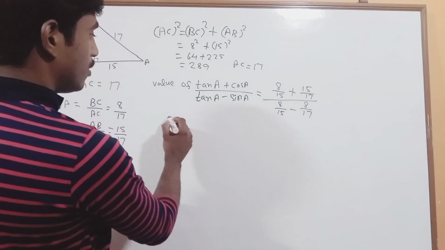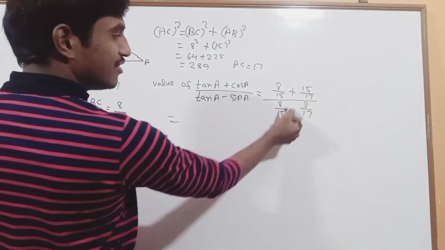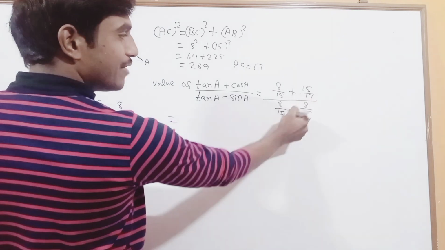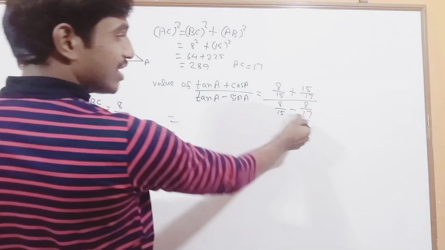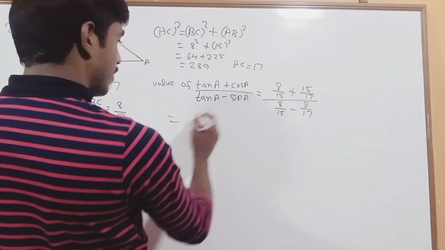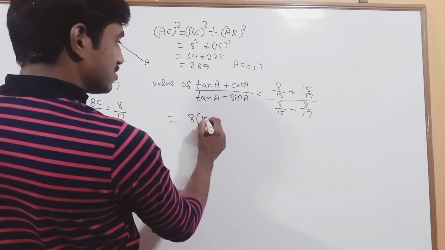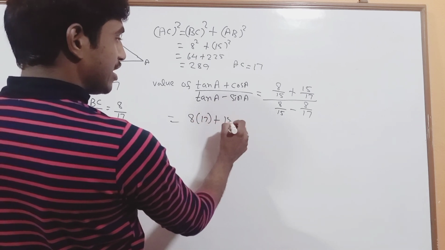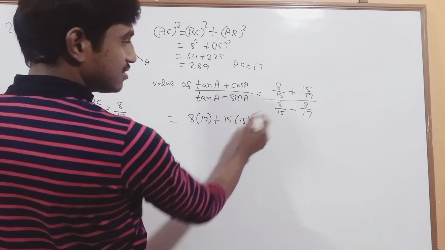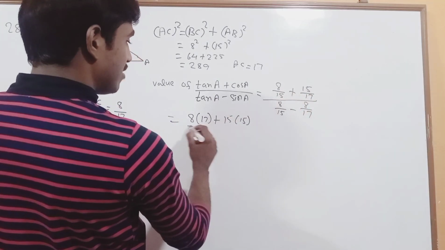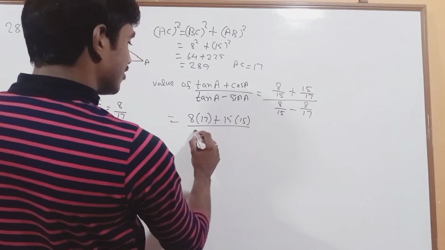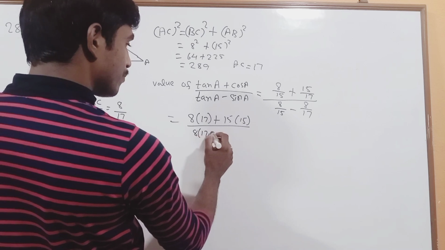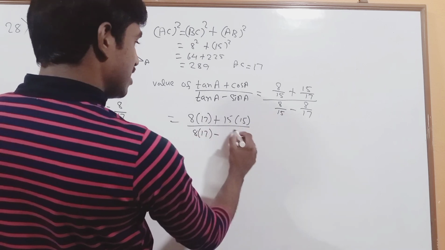So here, if we take the LCM, 15 and 17, here also 15 and 17, 15 into 17 will be the LCM. So it gets cancelled easily here. So we can write like this: 8 into 17 plus 15 into 15, divided by 8 into 17 minus 8 into 15.